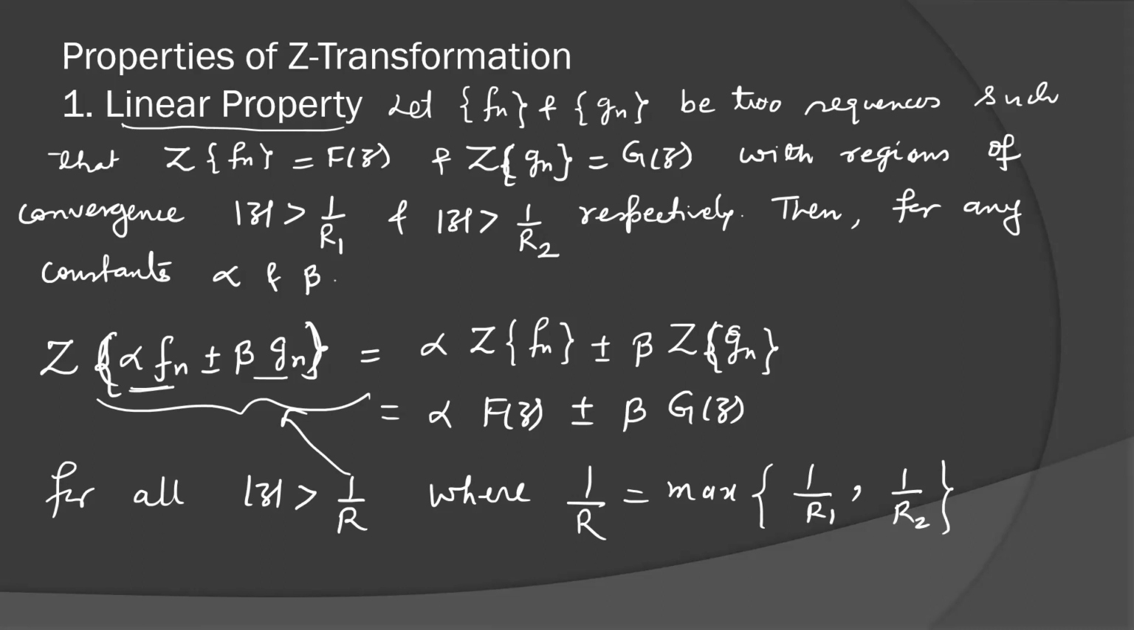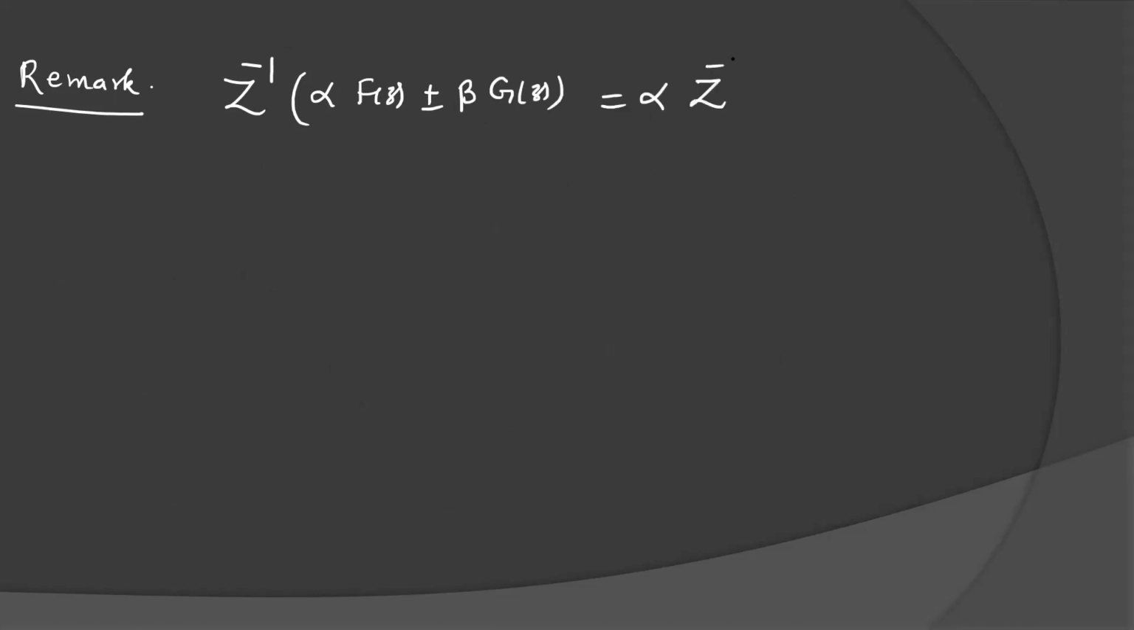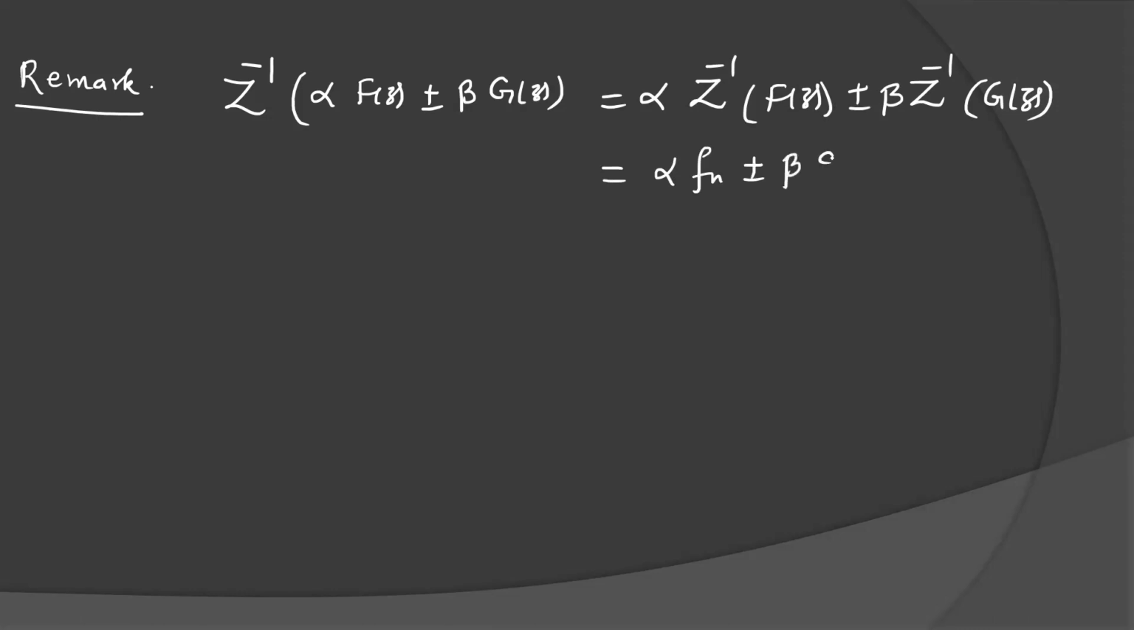Now we have a remark regarding this. If we take the inverse Z transformation of alpha f z plus minus beta g z, it will be equal to alpha Z inverse of f z plus minus beta Z inverse of g z. It will be equal to alpha Fn sequence plus minus beta Gn sequence. So this is the inverse Z transformation here.